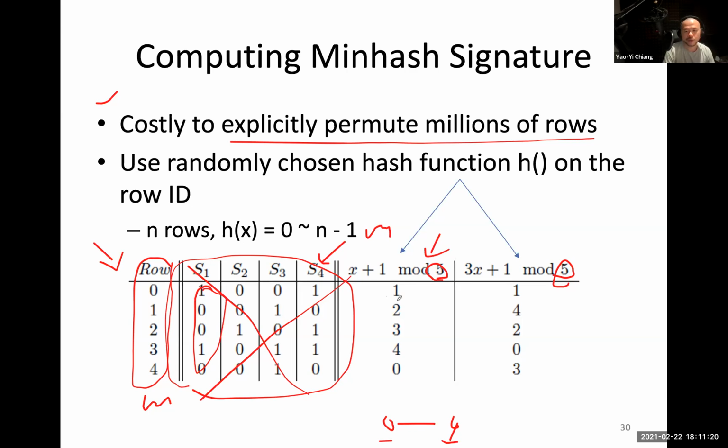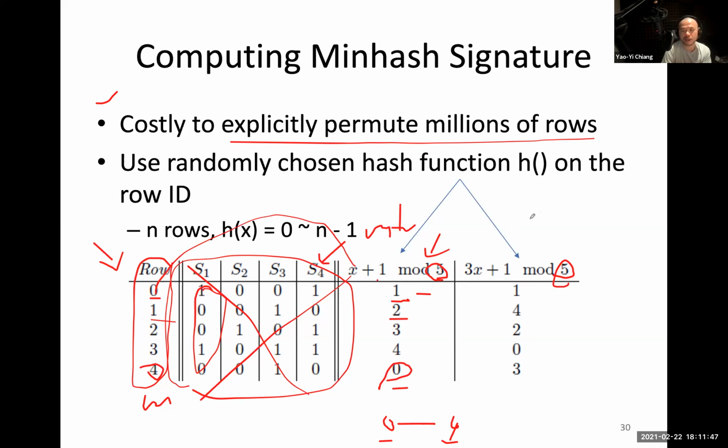So how do we generate 1? We say 0 is the input, 0 plus 1 mod 5 is 1, 1 plus 1 mod 5 is 2, and so on. So basically, you just increment the row ID by 1. And if you are at 4, it just becomes 0. Okay, so now you just permutate the row ID. So you only have to deal with one column.